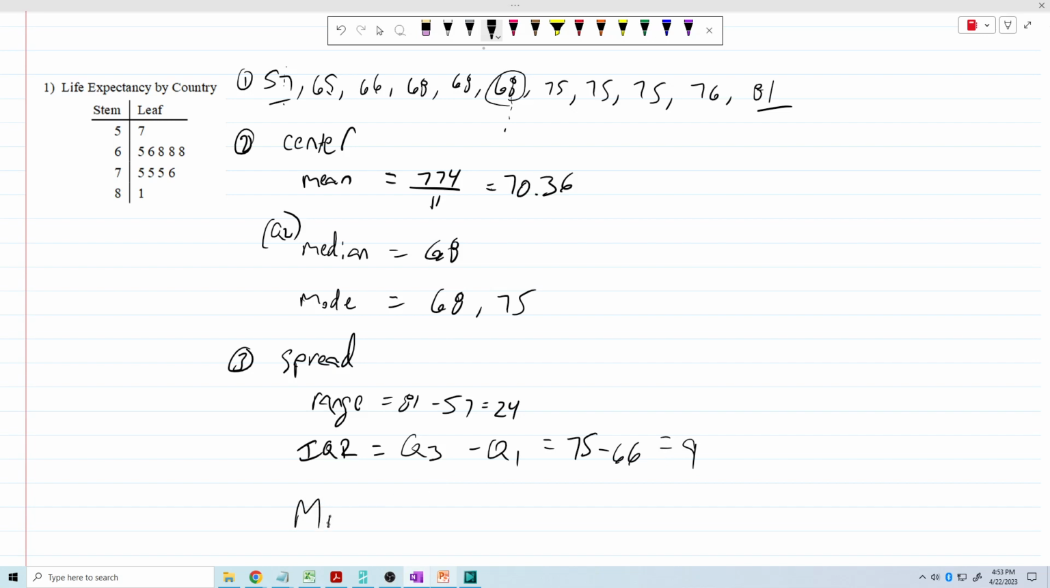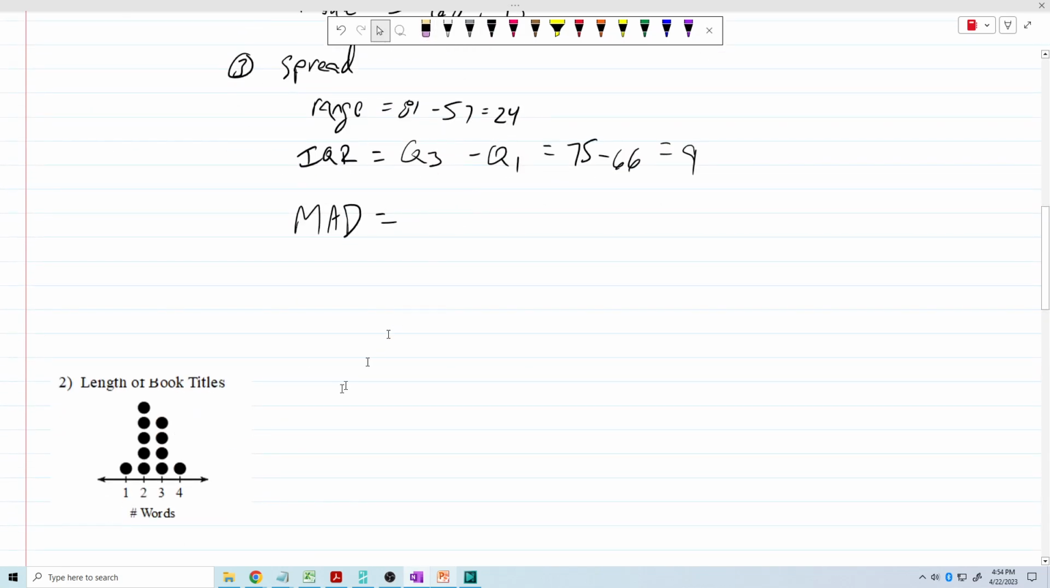Now again, I will do the mean absolute deviation in a subsequent video, so tune in for that one. Okay, this can get a little involved. So with that said, that is the stem and leaf, guys. That is how we deconstruct this visualization down into its numbers and its centers and its spreads. Pretty neat, huh, guys? Let's do the next one.